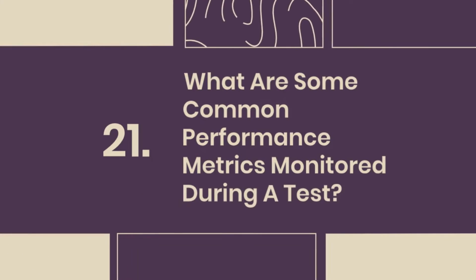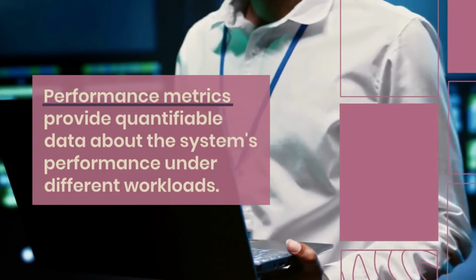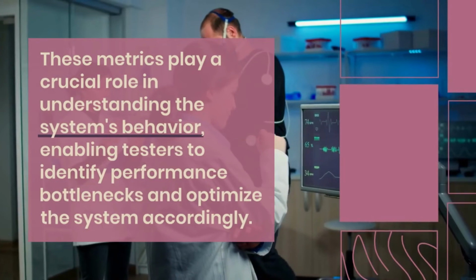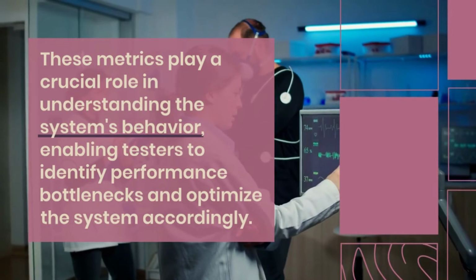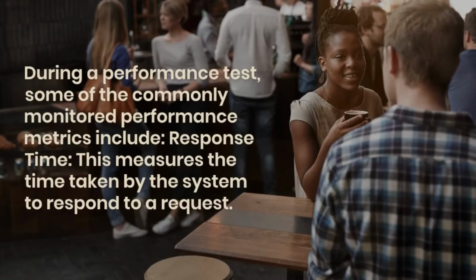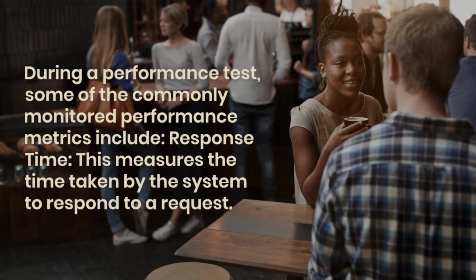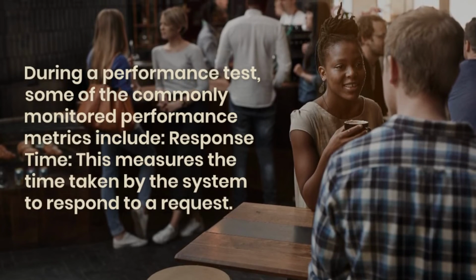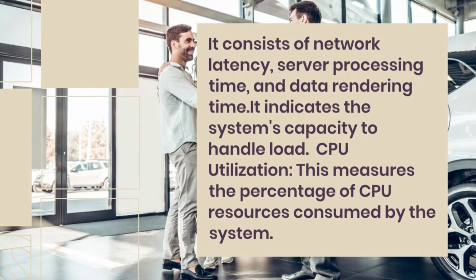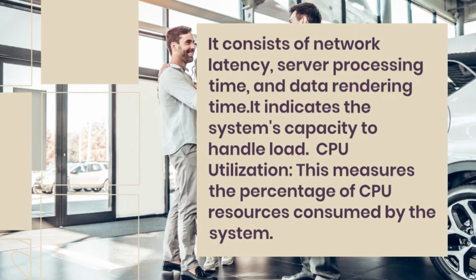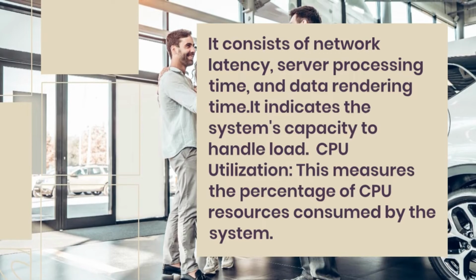21. What are some common performance metrics monitored during a test? Performance metrics provide quantifiable data about the system's performance under different workloads. These metrics play a crucial role in understanding the system's behavior, enabling testers to identify performance bottlenecks and optimize the system accordingly. During a performance test, some of the commonly monitored performance metrics include response time. This measures the time taken by the system to respond to a request. It consists of network latency, server processing time, and data rendering time. Throughput. This measures the number of transactions processed by the system per unit of time. It indicates the system's capacity to handle load.